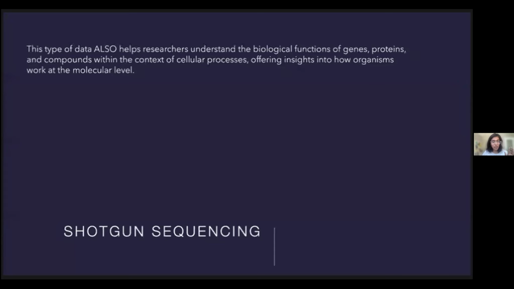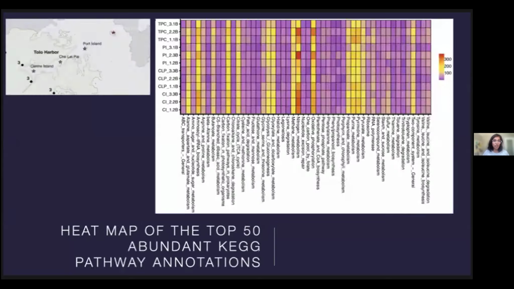What shotgun sequencing can tell you is who lives there and a little more about what they're doing there. Again, it's still an inference because this is not RNA sequencing, so I cannot claim that they are doing this. But we'll get enough information about the genes for us to figure out something like this. So in the scientific community, heat maps are very popular.